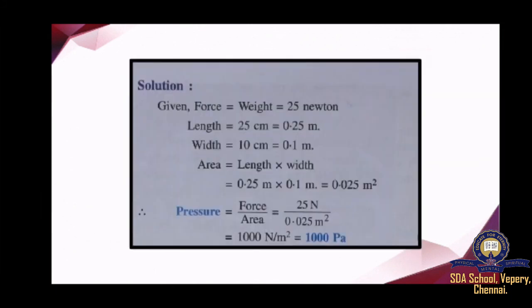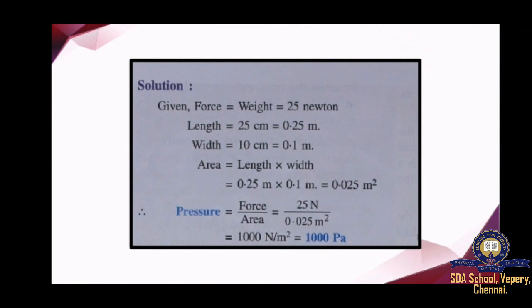So now we will go on to the solution. So the solution is, you have to take out and write the force is equal to weight is equal to 25 Newton, length 0.25 meter. We have converted the centimeters to meters. 25 centimeters is equal to 0.25 meters. How did we get this? We divided the 25 by 100, because 1 centimeter is equal to 1 by 100 meter, or 1 meter is equal to 100 centimeters. So we should do the conversion and write the answer.